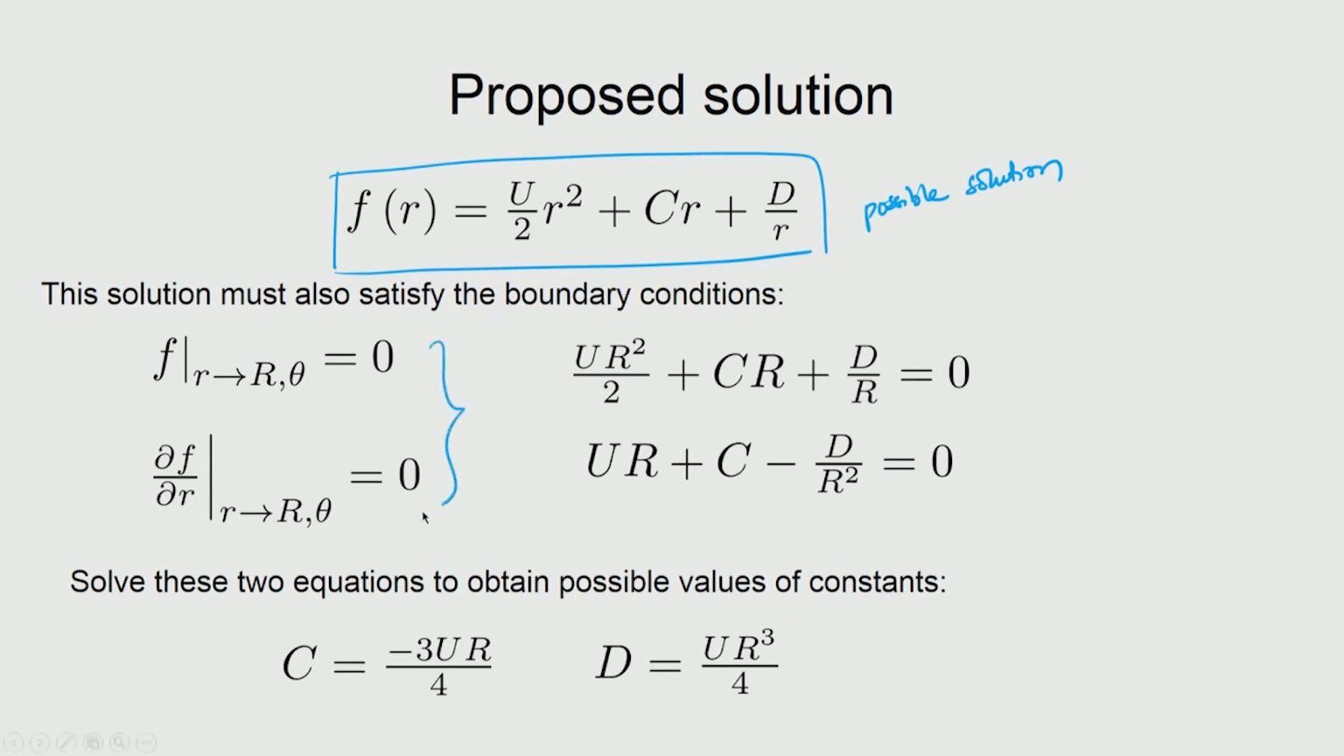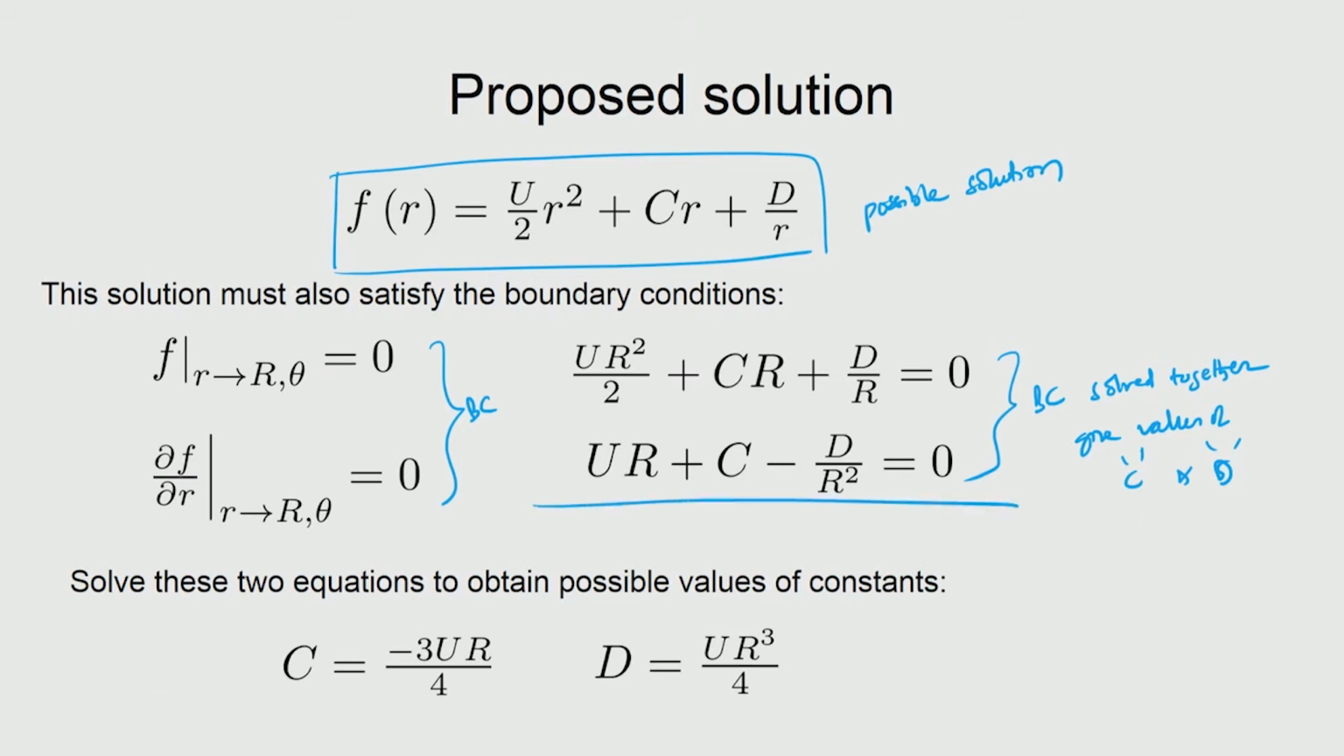So, we have seen these boundary conditions already, and when you substitute, this gives you two equations, and these two boundary conditions solved together give the values of c and d, which are basically the integration constants of this particular equation that we have written. You can do it by multiplying the second equation with r and subtracting, and so on. If you do that, then you arrive at the values of c and d.